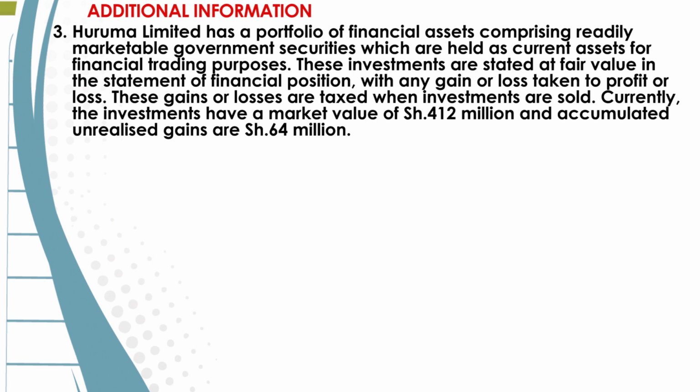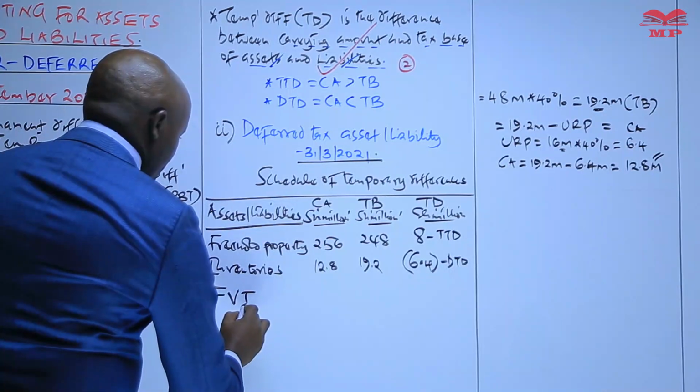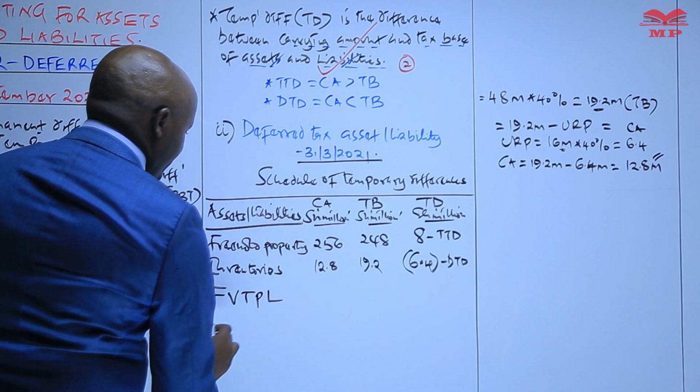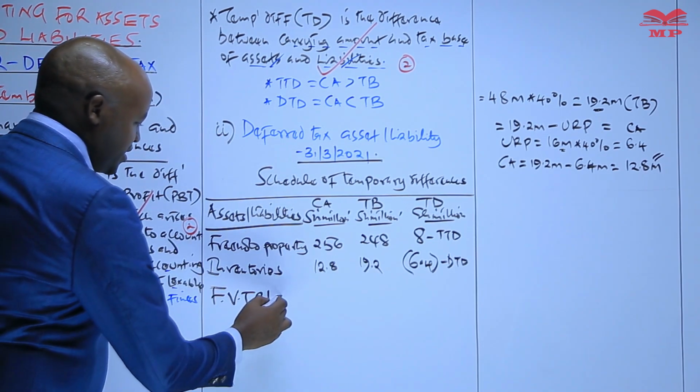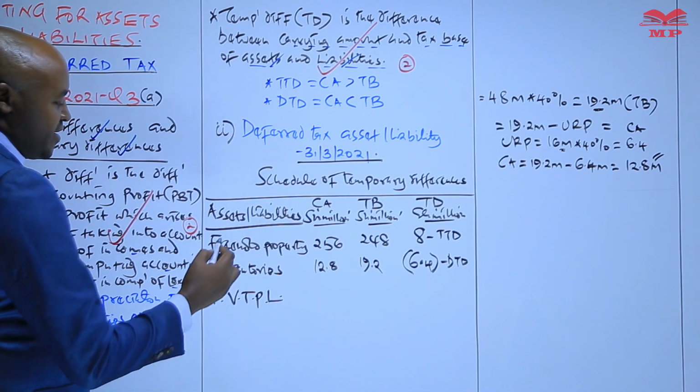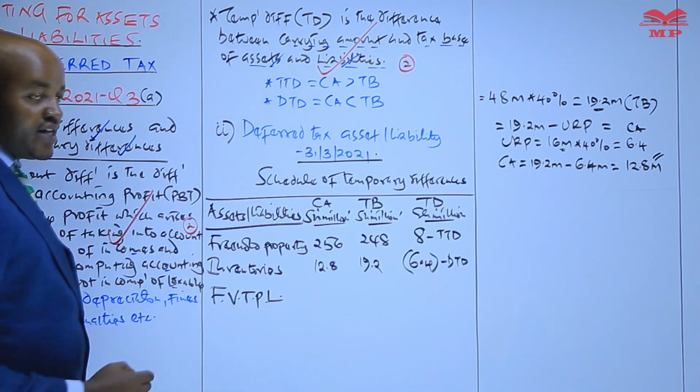So basically, what is given here is financial assets which are held by the company for trading purposes. And financial assets which are held by the company for trading purposes are known as financial assets at fair value through profit and loss. That is abbreviated as FVTPL. In full, financial asset at fair value through profit and loss.